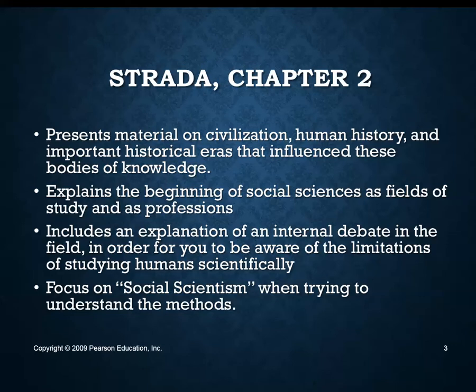And there's also some material explaining the beginning of the social sciences in particular as fields of study and even as professions. Then you get to a section where he is including an explanation of an internal debate in the field in order for you to be aware of the limitations of using science to study human behavior. And so there's a discussion about social humanism versus social scientism. And what you're getting at there is the distinction between the humanities and social sciences. So for the paper you're writing for this class, you'll want to focus on social scientism in order to be able to discuss the methods.